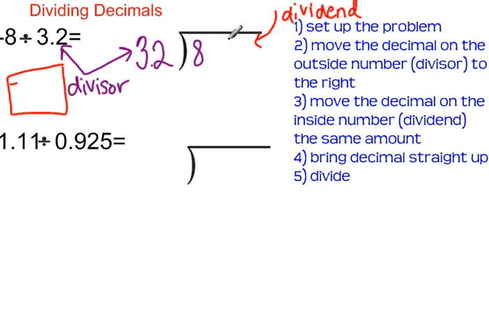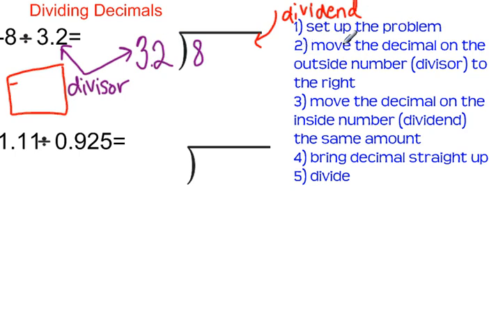8 is being divided by 3.2. And this is the first thing that I always check when students get an answer incorrect on division, is that a lot of times these numbers have been switched. So step 1 is done. I've set up the problem.